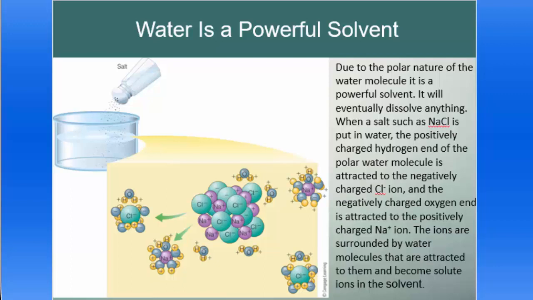When we think of table salt, that's actually sodium chloride. So you put NaCl into water, the positively charged hydrogen end of the polar water molecule is attracted to the negatively charged chlorine ion, and the negatively charged oxygen is attracted to the positively charged sodium. And so it literally pulls the chlorine and the sodium apart. So water is a polar molecule and then pulls other polar molecules apart.